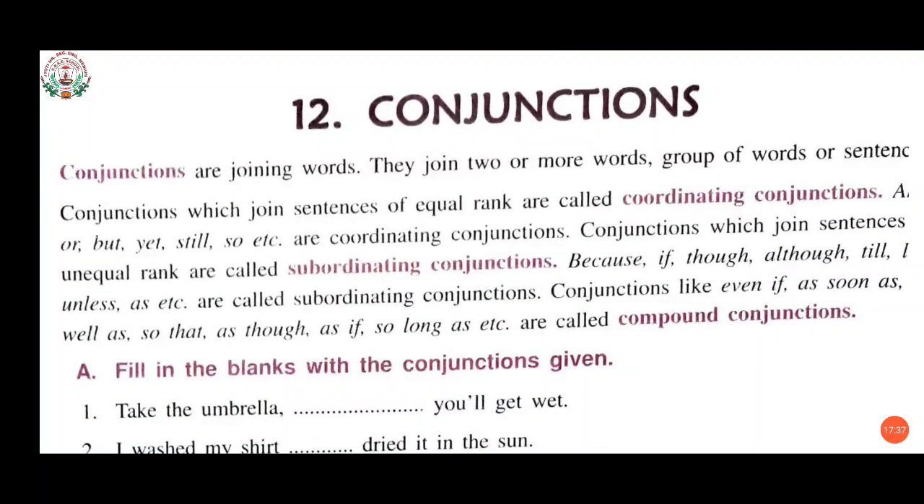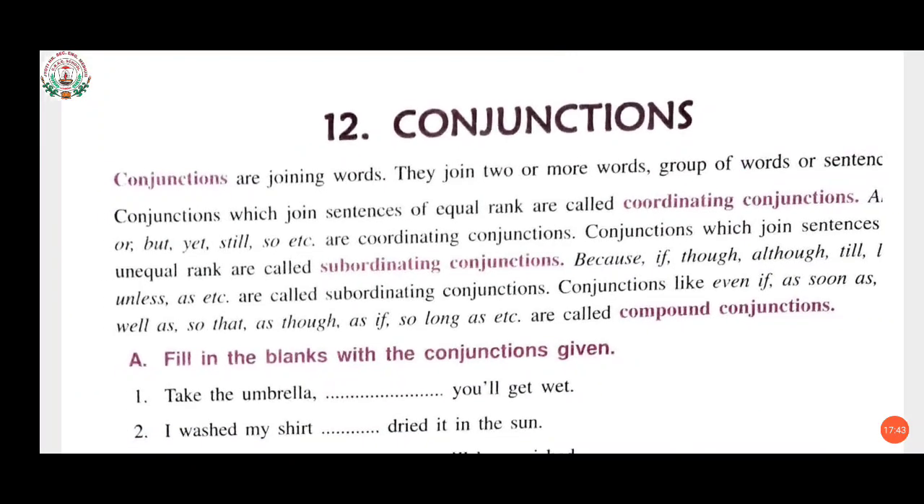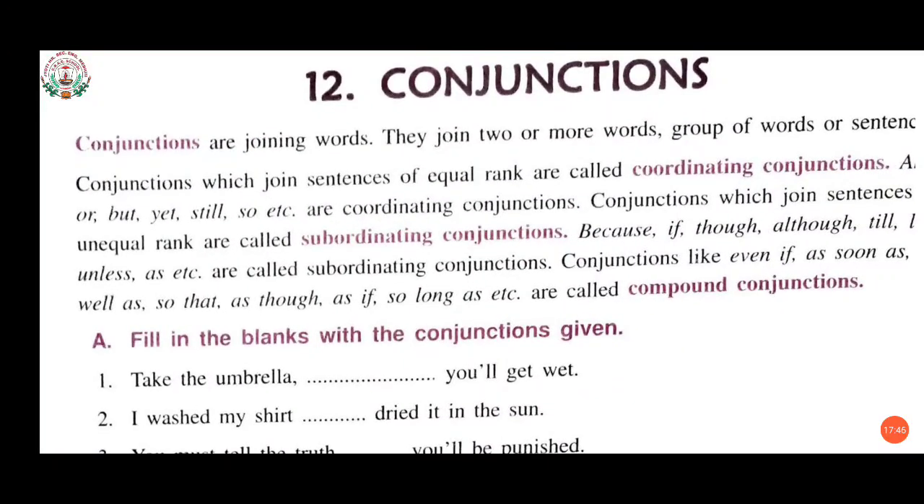Conjunctions are joining words. They join two or more words, groups of words or sentences. Now, conjunctions which join sentences of equal rank are called coordinating conjunctions. First, what are conjunctions? Conjunctions are joining words. It means if two sentences are given, we can make those two sentences into one by using conjunctions. By the use of conjunctions, we can convert those two sentences into a single one. We will see the example.